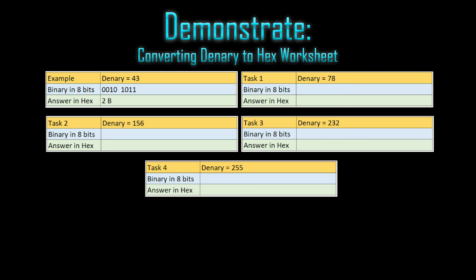Okay, for the final demonstrate exercise, you're going to be converting these denary numbers into hexadecimal. There's an example already set out where we've found the hex for the denary number 43. As you can see, it's broke down into the two nibbles, 0010 equaling your 2 and 1011 equaling your B. Give yourself a good 10 minutes for this. So pause the video now.